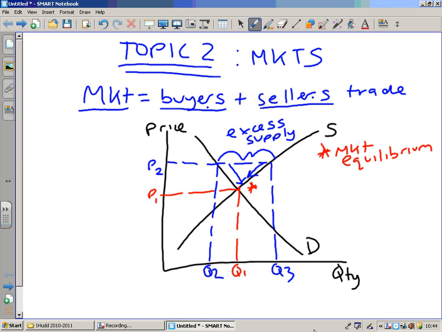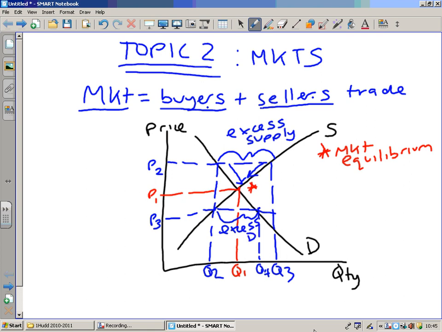Let's take another possibility. Let's imagine we set price at P3. We can see now that supply will be at Q2, demand will be at Q4. This time, because price is too low, more people are willing and able to buy the good at this price than businesses are willing and able to supply it. This time we have excess demand.